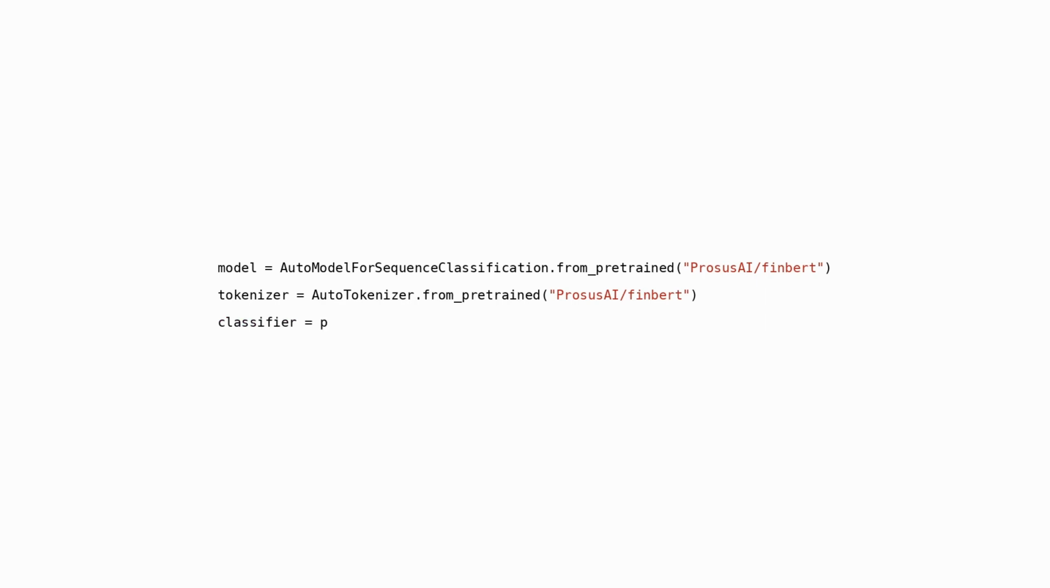Tokenizers for the same FinBERT model are then retrieved using AutoTokenizer.from_pretrained. When a tokenizer is employed, raw text is converted into a format the model can understand, essentially parsing sentences into tokens or words that have been seen by the model in the past.